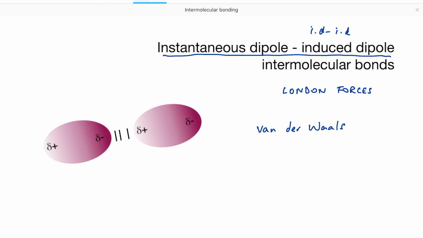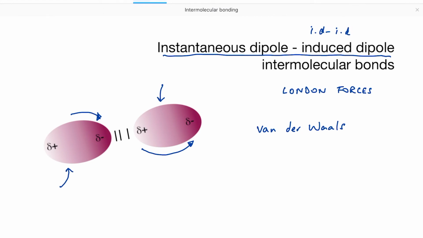Right, moving swiftly on. If I have a molecule which has an instantaneous dipole, so electron movements are creating an uneven distribution of charge temporarily across this molecule, then that would induce a dipole in a neighbouring molecule. So if all the electrons are swirling up one end of the molecule, don't use the word swirl in an exam, then that would repel the electrons in a neighbouring molecule. It would induce a dipole in a neighbouring molecule.